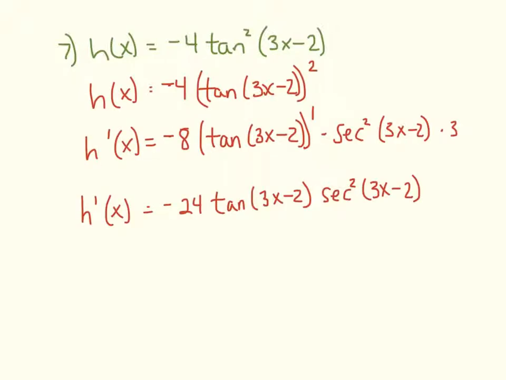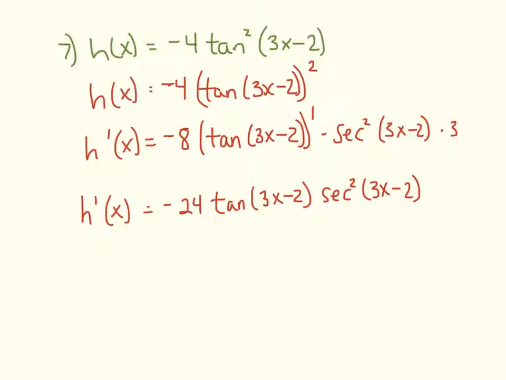Okay, so take a look, compare, and see how you did. So first of all, like I said, we want to rewrite this. So it's h of x is equal to -4, and I just rewrote this as tangent of 3x minus 2, squared. So I have my squared on the outside of the whole function.